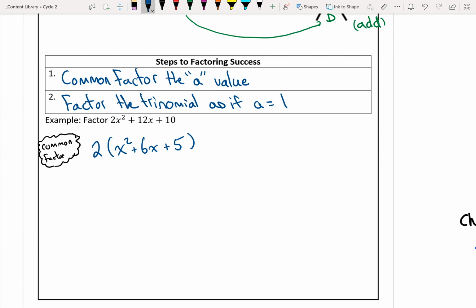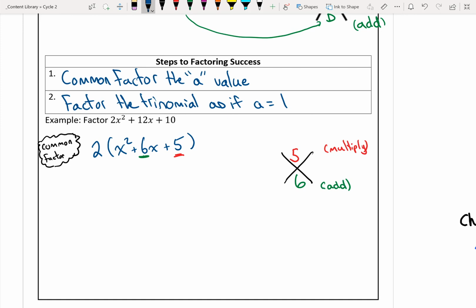Then the next step of what I'm going to do, I'm going to factor this trinomial or this 3 term just like I would if a is 1, because now that I've factored, it is. So that means I'm going to create my x puzzle. The b value is going to go on the bottom. I'm looking for numbers that add to it. The c value is going on top. I'm looking for numbers that multiply to it.